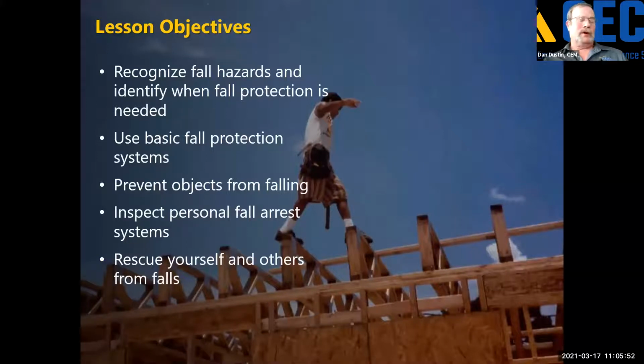What we're hoping to accomplish here is to get people to recognize fall hazards and begin to make the identification early on, prior to the time we actually plan out the work, to make sure that we're identifying that the work we're about to do represents a fall hazard, to use basic fall protection systems, and to prevent objects from falling while you're working at elevation. We'll also discuss briefly inspecting personal fall arrest systems, and we will also discuss the requirements for having a rescue plan in place during the time that the work is actually taking place.